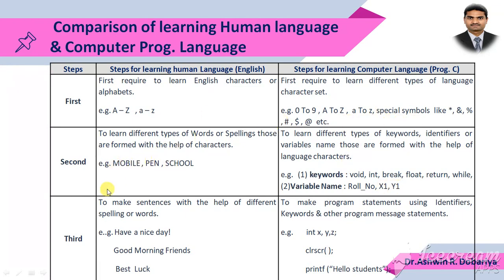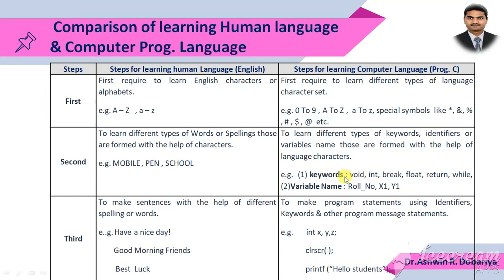Now in English, when you learn spelling and then combine multiple spellings, it becomes a sentence. So the third step is to start learning the sentence. How can we learn the sentence? With the help of different spellings. For example, "Have a nice day." Here there are four spellings. So in the second step we learn spelling, and in the third step, with the combination of all the spellings, we learn the sentence.